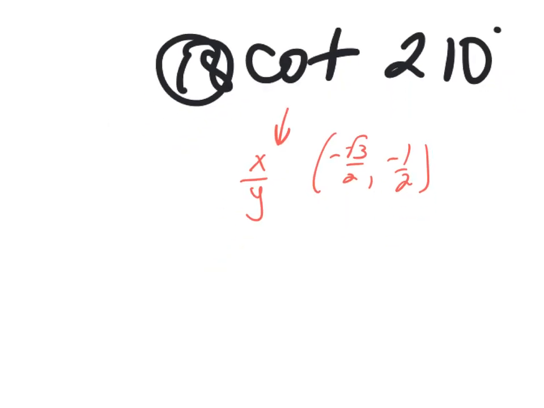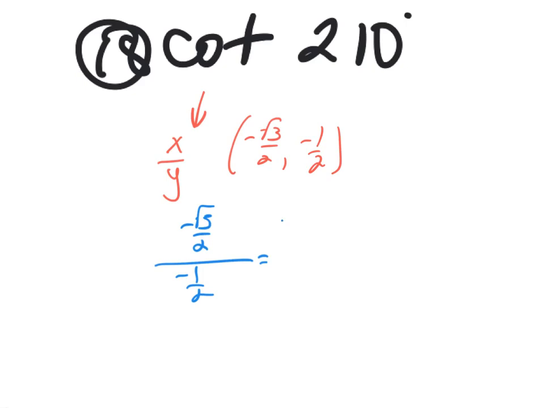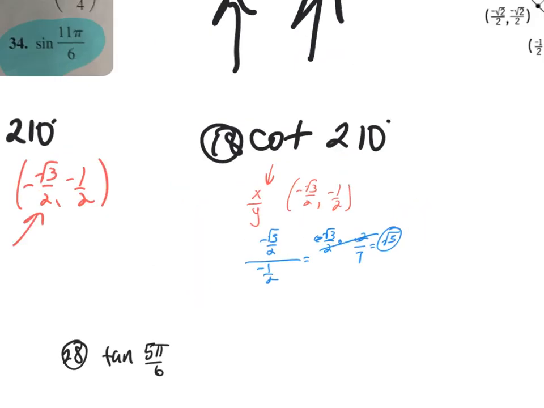So x over y, I take my x value. Well, let's rewrite that. It's x over y. So my x is negative root 3 over 2 divided by negative 1/2. We're going to keep change flip. So negative root 3 over 2 times negative 2 over 1. My 2's cancel out, my negatives cancel out, and I'm left with the square root of 3.